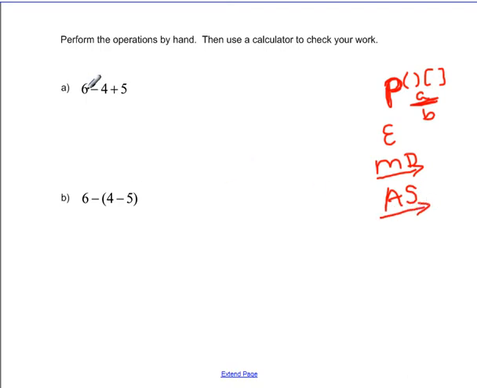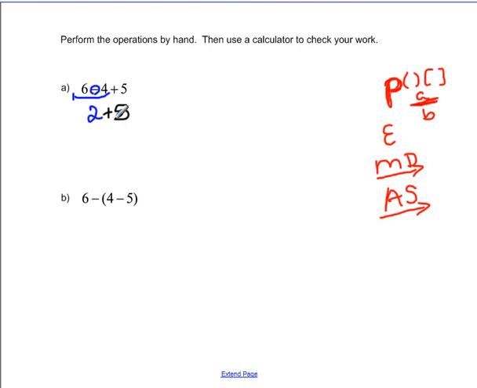So for our first problem we have 6 minus 4 plus 5. The order of operations tells us that we're going to do adding or subtraction going from left to right. And going from left to right I see subtraction first. So the first thing I'm going to do is this 6 minus 4. 6 minus 4 is 2. And then I'm going to bring down all the pieces that I haven't done yet.